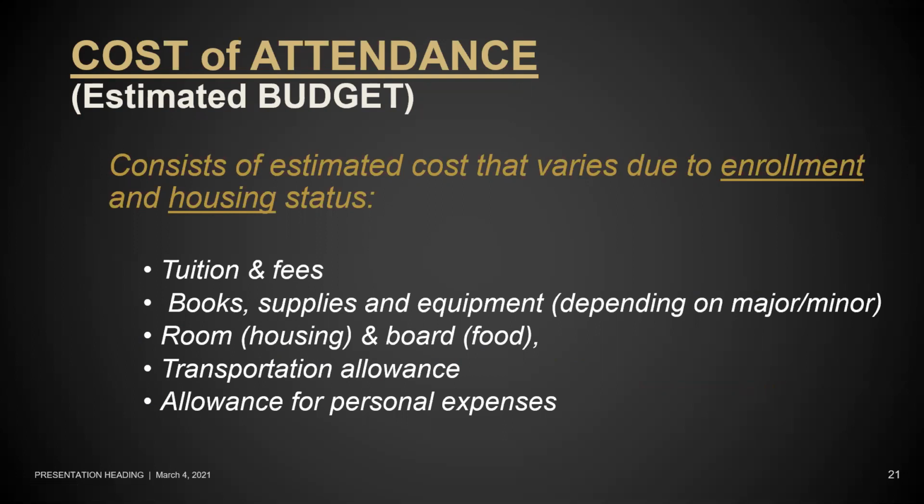So that cost of attendance or budget consists of tuition and fees, books, supplies, equipment, depending on the student's major and the courses that they're taking, room and board, which is housing or food, whether they're living on campus, in their own apartment, or living at home with parents. There's an allowance in that cost of attendance for that. Transportation allowance to get to and fro, as well as an allowance for personal expenses. Personal expenses could be utility bills, especially if you're living on campus, clothing, toiletries, things of that nature. It's all included in the cost of attendance.